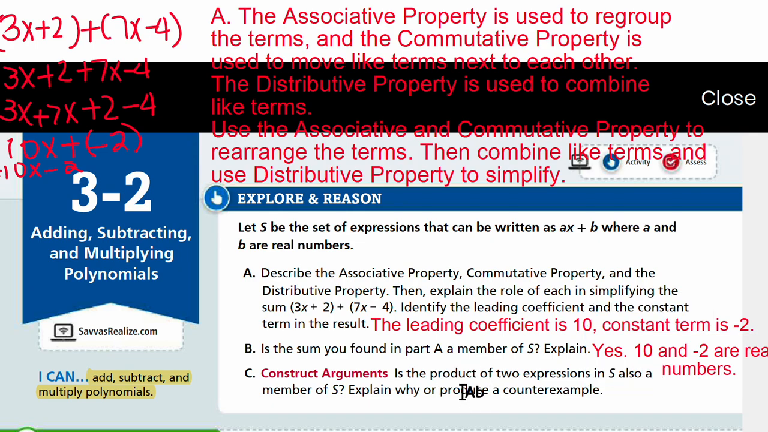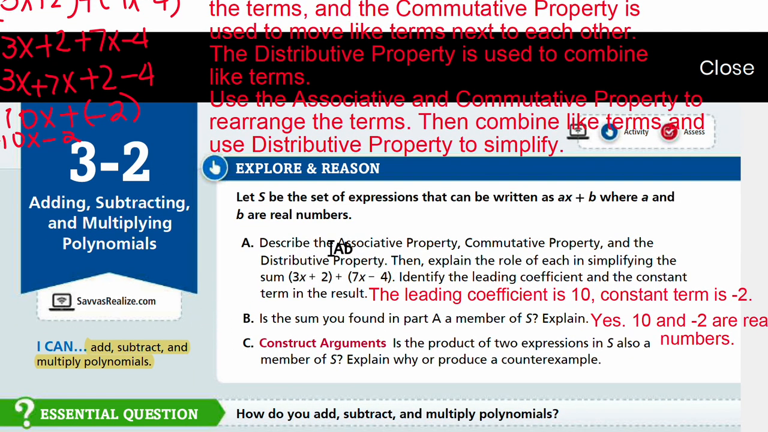Is the product of two expressions in S also a member of S? So if we multiply them instead of adding them, is it a member of S? So then we'll have quadratics, right? If we multiply them, we're going to get 21x squared plus blah, blah, blah. So it is not a member because it's not in the form ax plus b. It has a different term, x squared, right? So it is not going to be part of S.